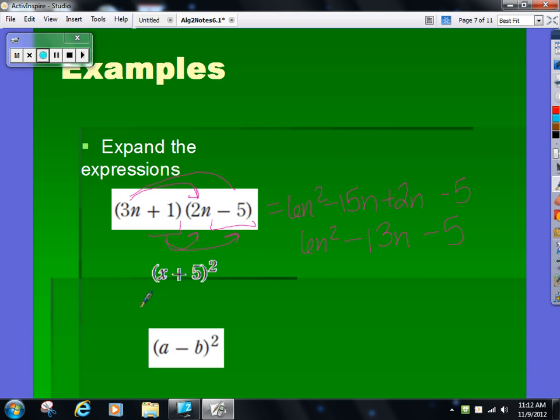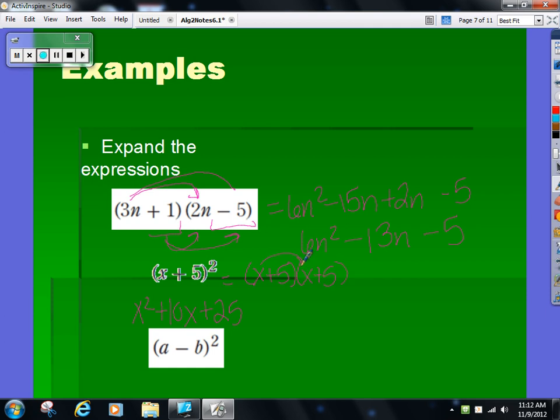This guy, x plus 5 quantity squared. I could do the formula. If I did the formula, it's the first term squared. That's x squared. Multiply those two together. That's 5x. And double it. That's 10x. Take the last guy squared, that's plus 25. You can do that. Or you can just expand it out, and I know it's kind of hard to see.